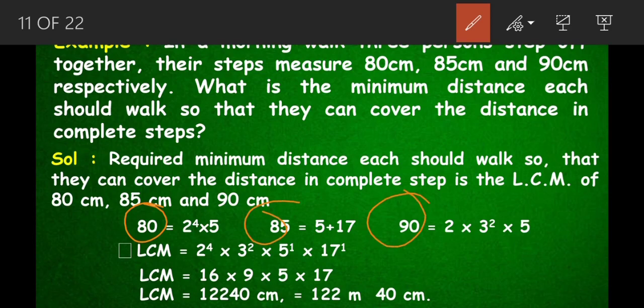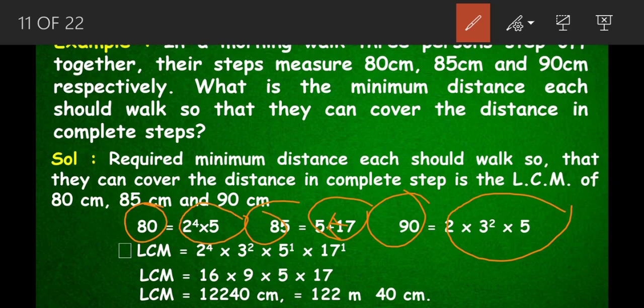For finding LCM, what we have to do? We have to do prime factorization. We have to write the given numbers as a product of prime numbers. So 80 can be written as 2 power 4 into 5. 85 can be written as 5 into 17. Not plus, children, this is into: 5 into 17. 90 can be written as 2 into 3 square into 5.